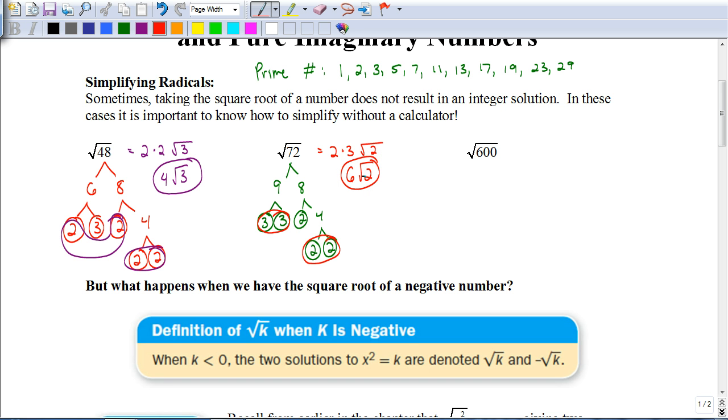Why don't you guys try this last one on your own? So why don't you pause the video and hit play when you're ready to check your answer.